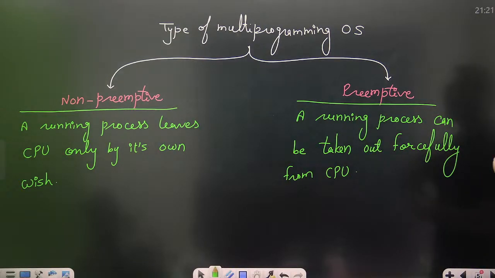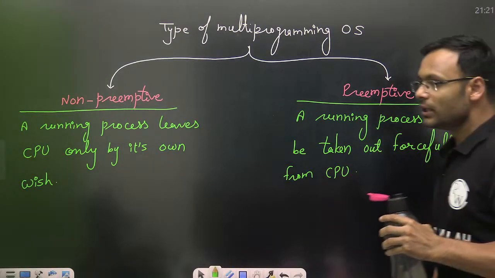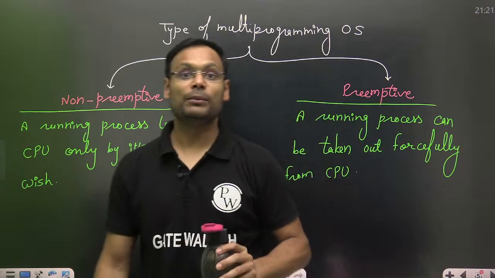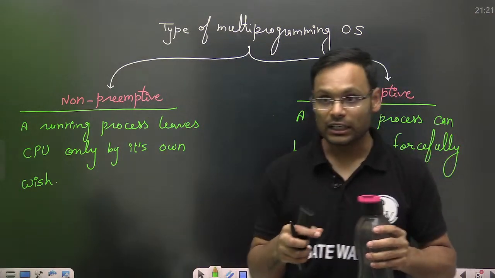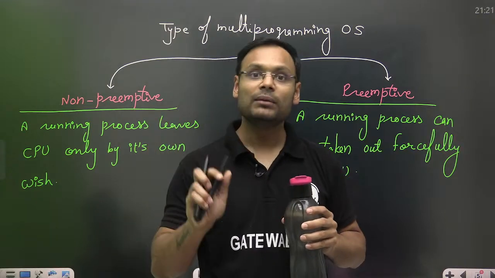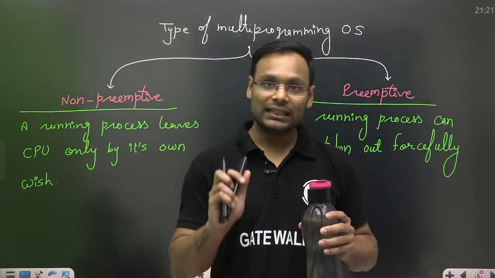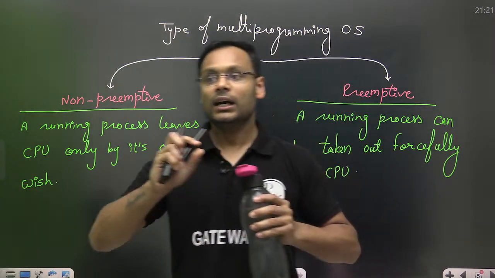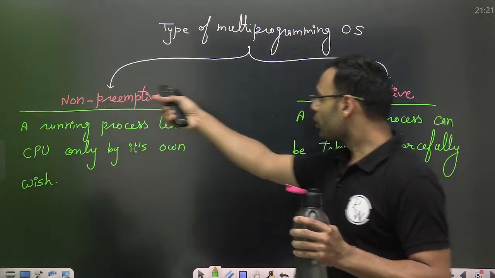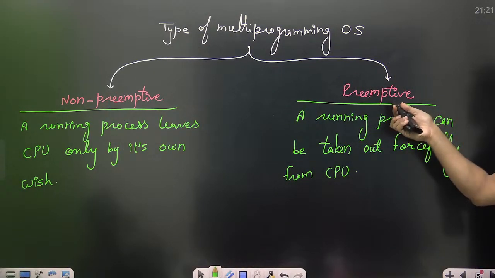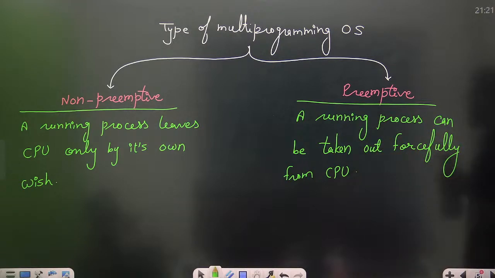Why are we discussing this particular topic? Because when we go to the CPU scheduling algorithms, we will have to understand whether a running process can be stopped in between or not. Until that process wants, can we leave the process in the CPU, or can we forcefully take it out? It depends on the type.